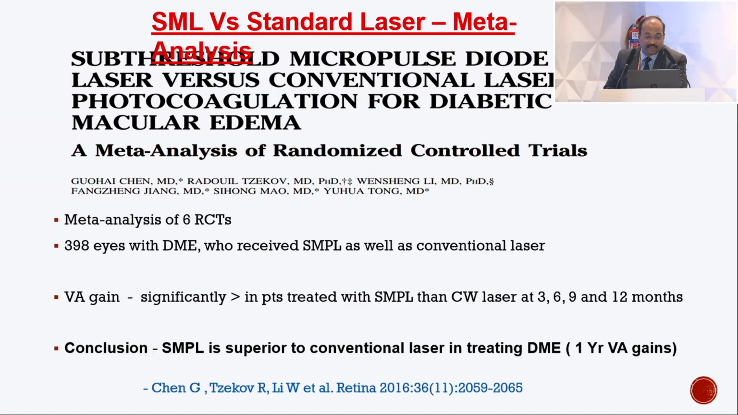Chen gave us this meta-analysis looking at about 400 eyes who received micropulse subthreshold laser as well as conventional, and they found visual acuity gain was significant in patients with micropulse laser compared to continuous wave at 3, 6, 9, and 12 months, and concluded that micropulse laser was superior to conventional laser in treating DME in terms of 1 year visual acuity gain. So there was unequivocal evidence here.